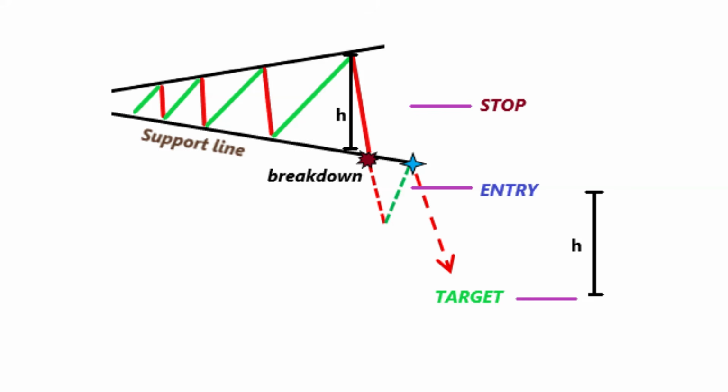Stop-loss placement goes slightly above the former support line. This position helps protect the account against false moves. Target projection again uses the height of the formation. Measure the widest price range and subtract this distance from the breakdown level. This creates a target that feels structured, objective, and free from emotion.